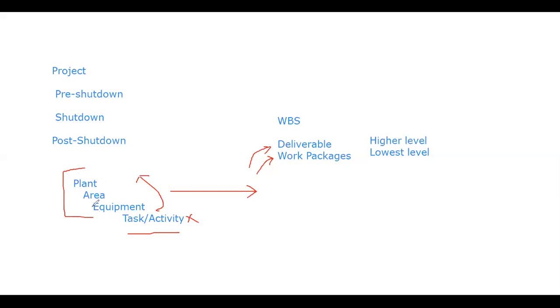So this is the lowest level, this one equipment is your lowest level, so that would be called work package. And your area, your plant are the higher level of WBS, because you have not subdivided your equipment into further categories. This is activity level, forget about it. This is the fourth level actually. So I'm just over here. So work package is the lowest level and the deliverable level is the higher level.